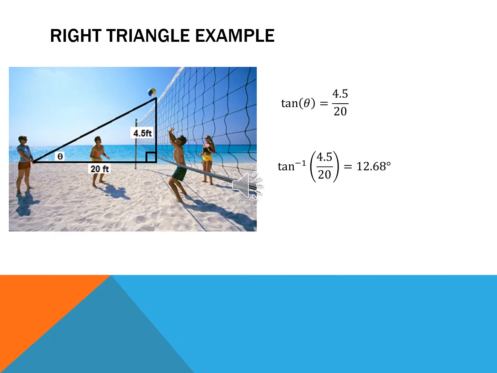Since we want to find the angle, we are going to need to use the inverse tangent function. So inverse tangent or arctangent of the ratio 4.5 over 20 gives us an angle of 12.68 degrees. Jan would have to hit the ball at an angle of 12.68 degrees to get it over the net.